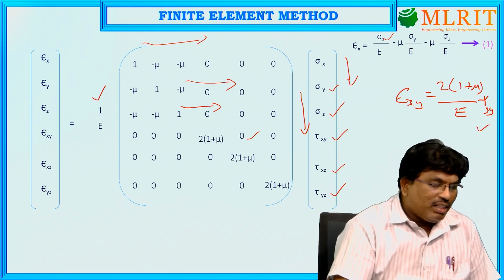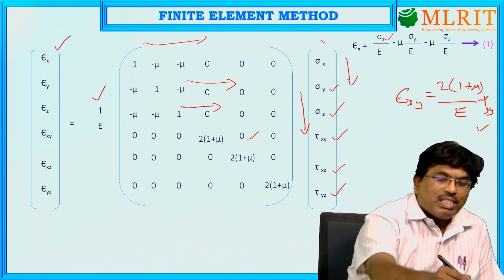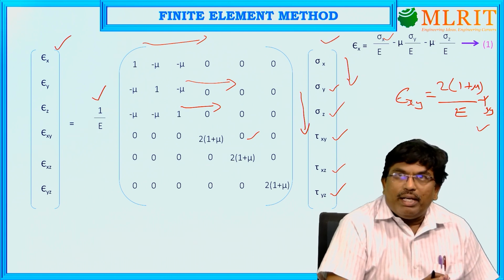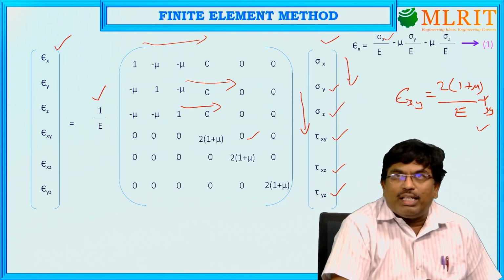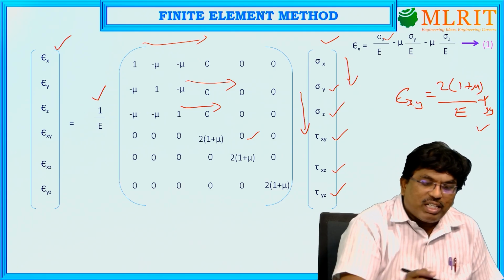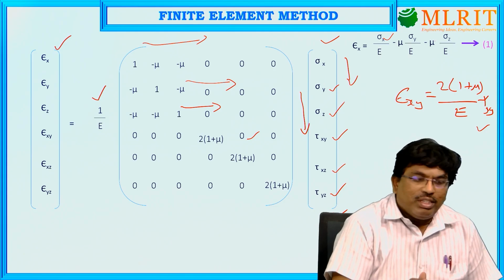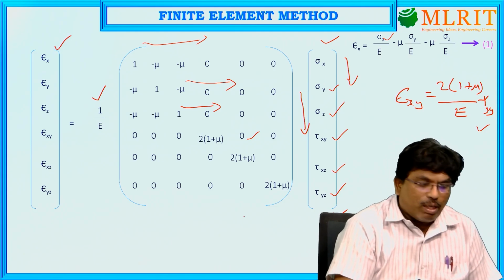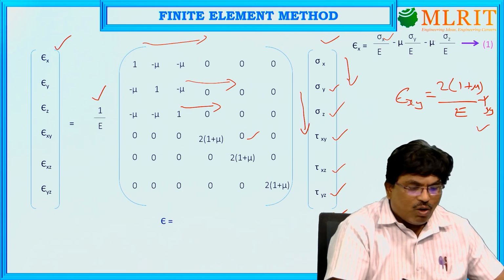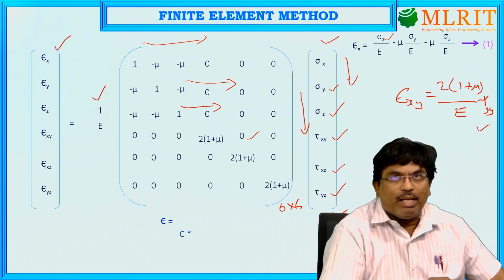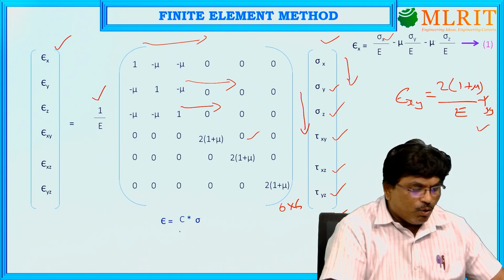So this equation gives the relation between the strain vector and the stress vector. But we require not the strain, we require the stress. We know the strain, so from this strain we need to calculate the stress vector. So the stress vector equals the inverse of this matrix. For simplicity, I am taking the strain vector as epsilon, this constant 6 by 6 matrix as C, and the stress vector as sigma. So epsilon equals C into sigma.